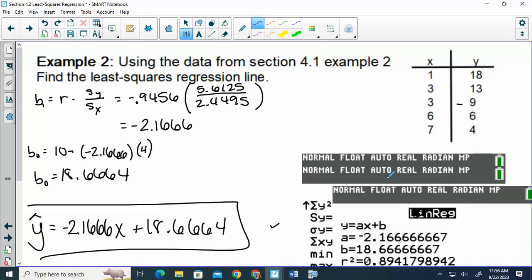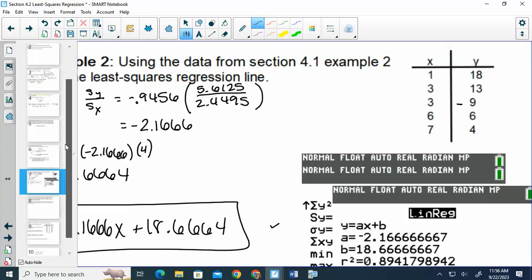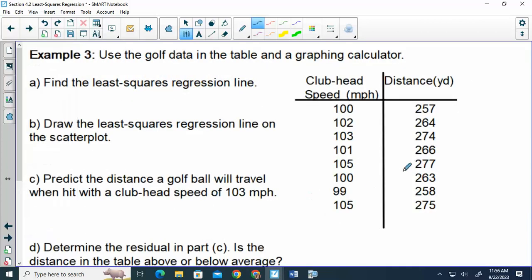All right, so one last problem. We're going to use our calculator to try to solve this. So here is a table with some golf data. I want the least squares regression line. So I want you to do it on your calculator. So first you have to enter your data into L1 and L2.